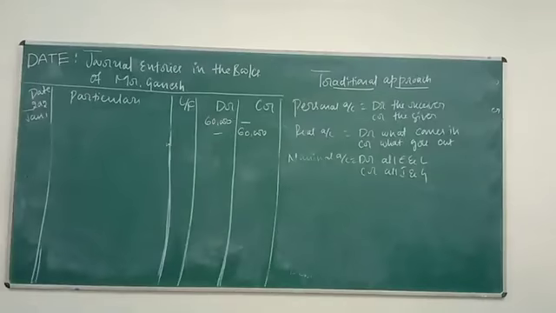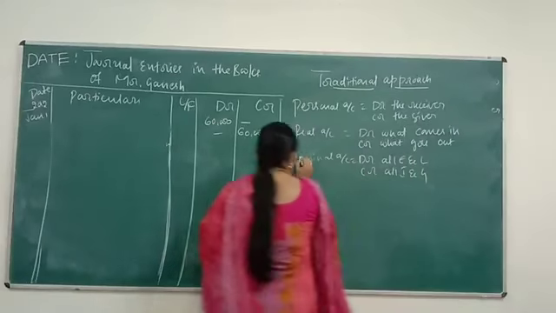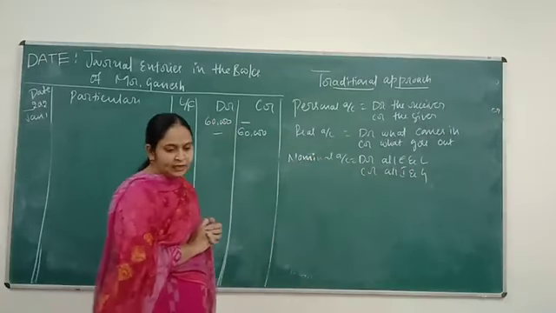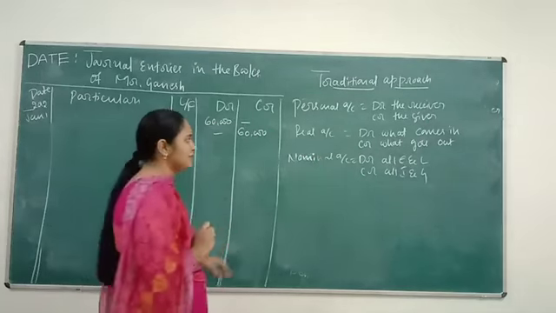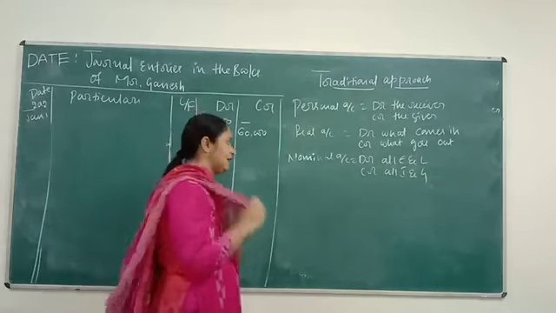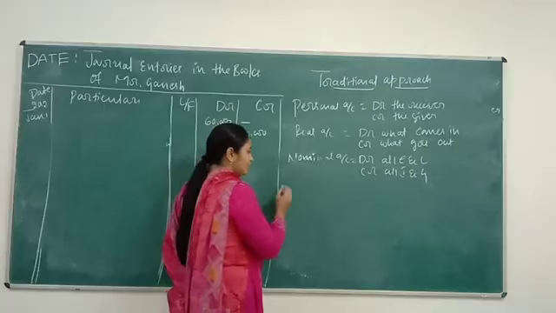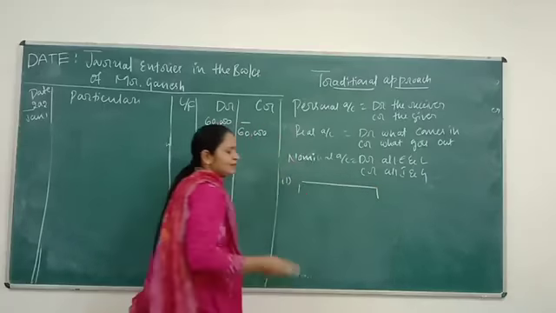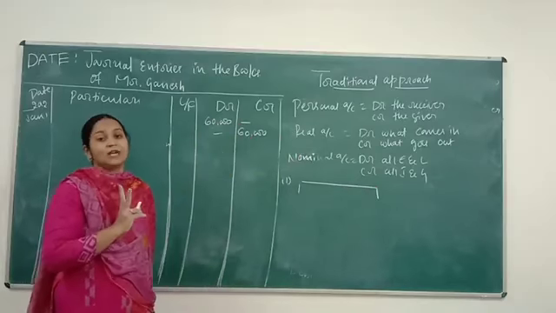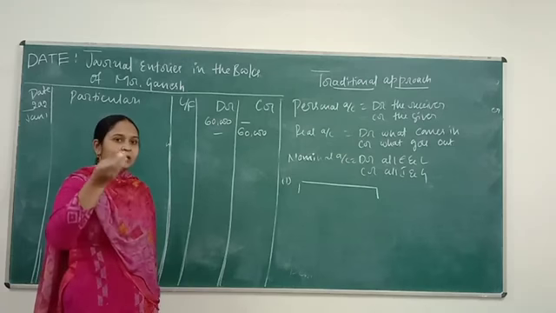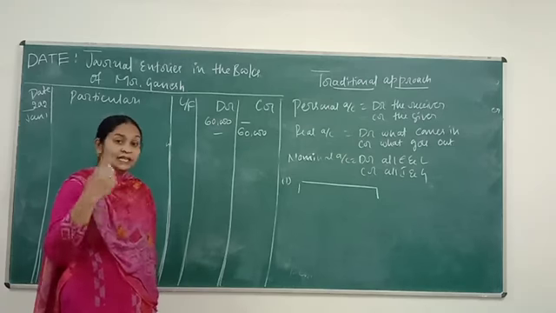Okay, let us solve the journal entries now. First transaction: Mr. Ganesh commenced business with cash rupees 60,000. Take up any transaction, it will have two aspects. All transactions have a dual aspect: one take aspect, another give aspect.